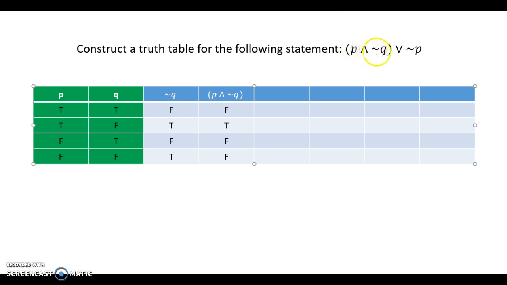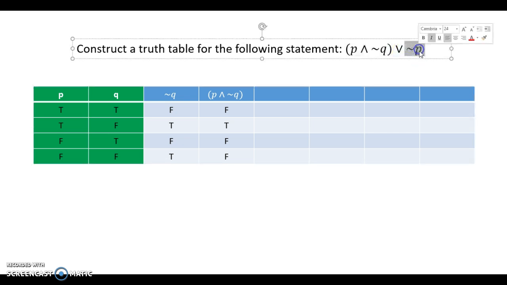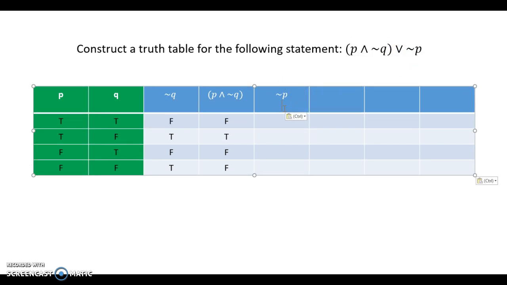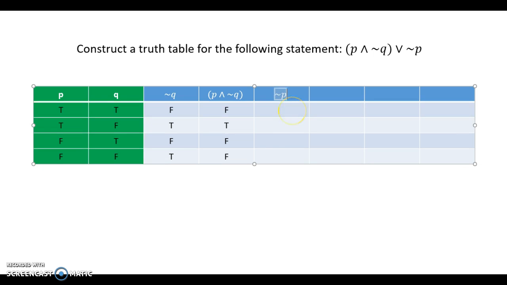Okay, now we've got this entire parentheses part. We could go after the whole thing right away, but we would notice that even though we have a column for the left side of this or symbol, we don't have a column yet for not P. So let's create that first. And again here, I'm just looking at the column entitled P, and because it's a not sign, I'm going to go everything the opposite.